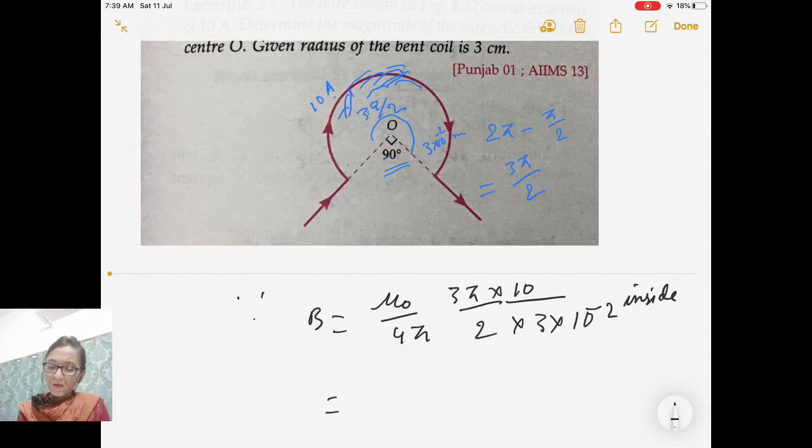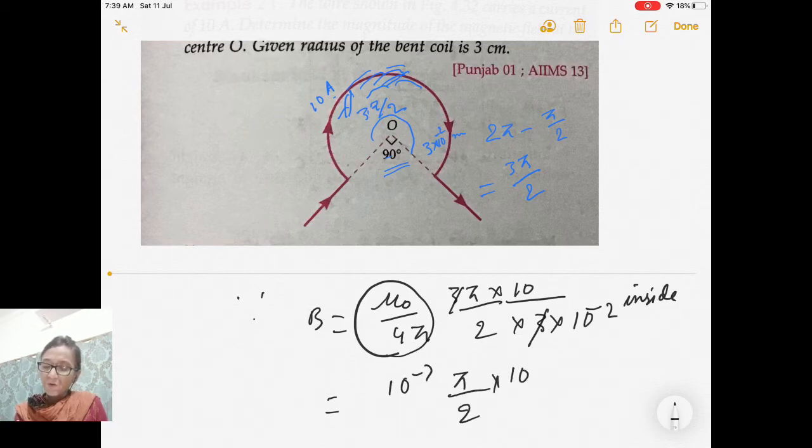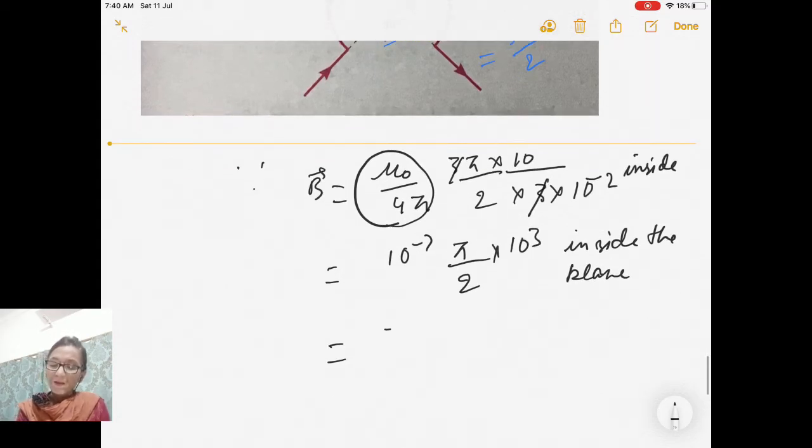This is equal to, here mu naught upon 4 pi, its value is 10 to power minus 7, and then cancel these 3, and you will find that it is equal to pi upon 2 into 10 power minus 4 inside the plane.